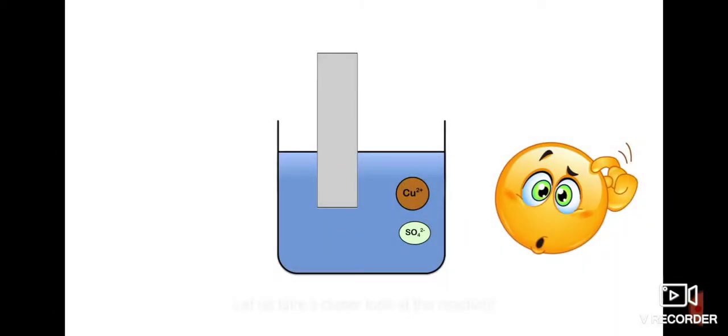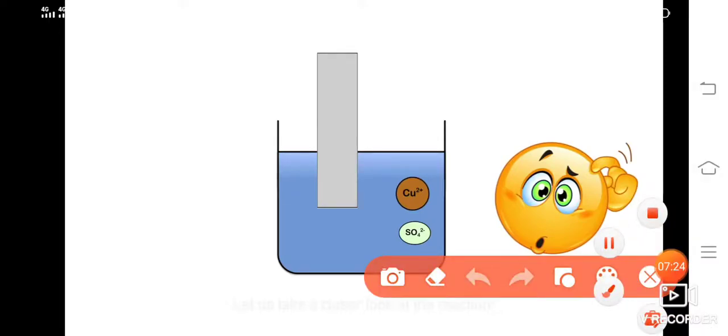See, this solution which you are seeing, which is blue in color, that is copper sulfate solution, and this is zinc metal. So when you are going to dip this zinc metal in copper sulfate solution, after some time, you will see that this blue color solution becomes colorless, and there is deposition of reddish color on this zinc metal. Now why is this? Listen to the explanation.